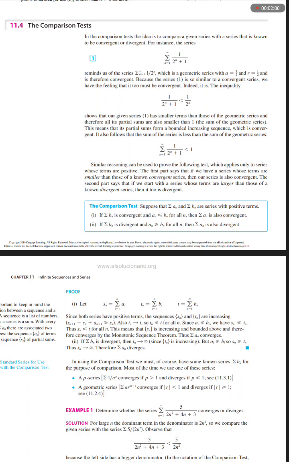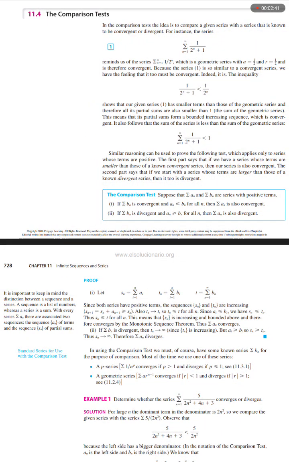Similar reasoning can be used to prove the following test, which applies only to series whose terms are positive. The first part says that if we have a series whose terms are smaller than those of a known convergent series, then our series is also convergent. The second part says that if we start with a series whose terms are larger than those of a known divergent series, then it too is divergent. The comparison test.